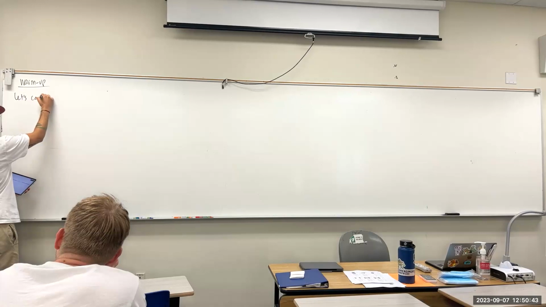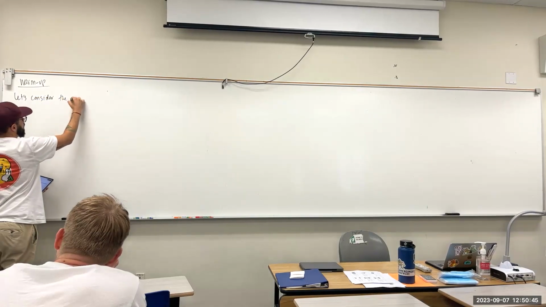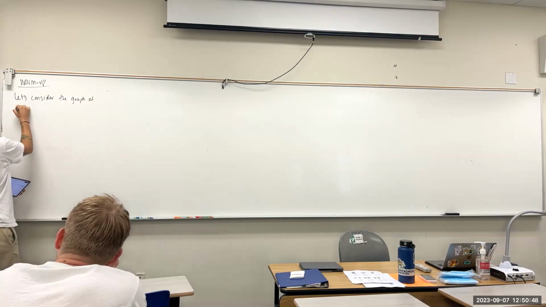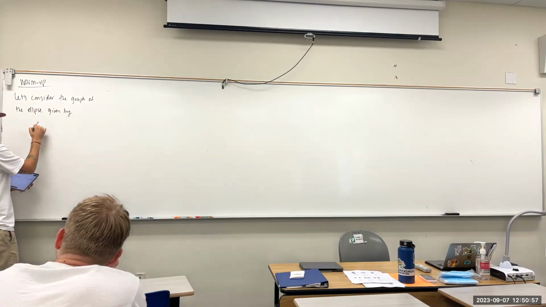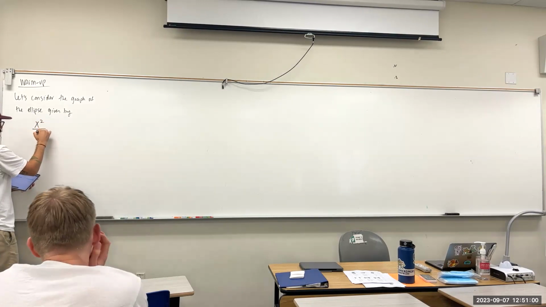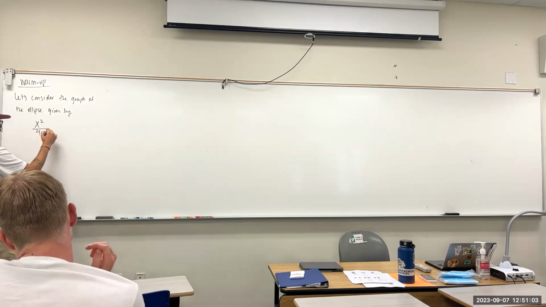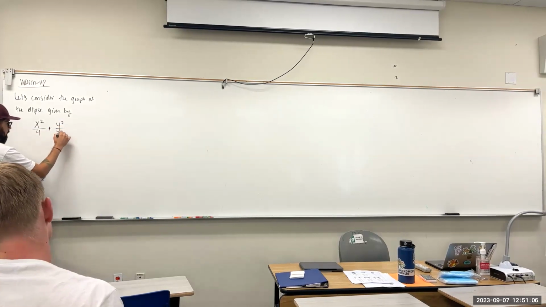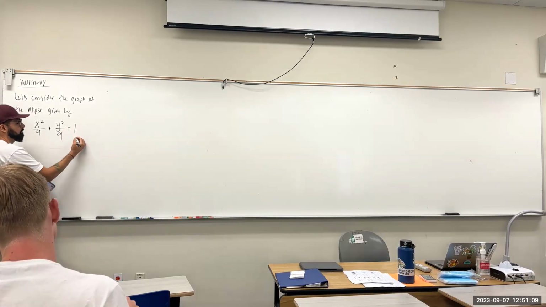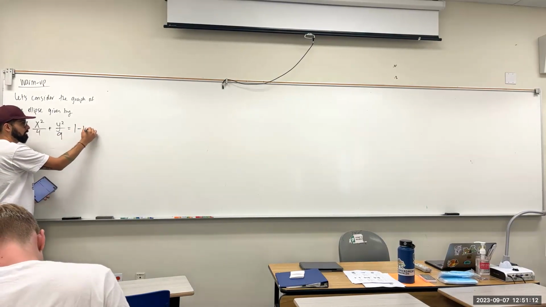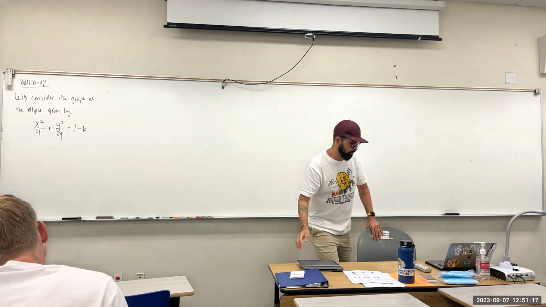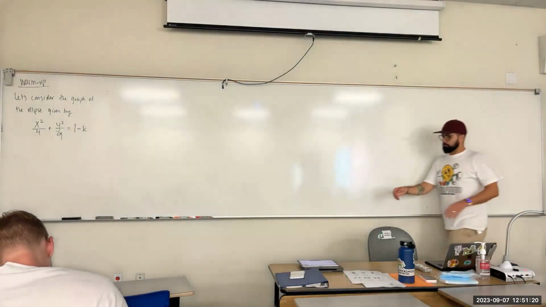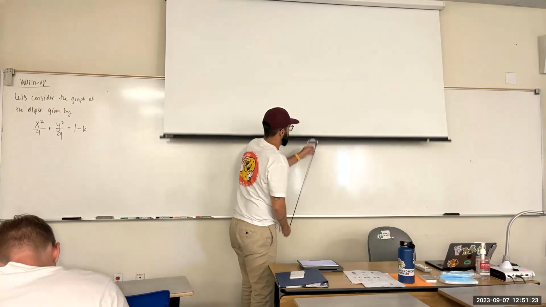So let's consider the graph of the ellipse given by x squared over 4 plus y squared over 9. Then we're going to look at it equal to 1, and then we're going to add a k to it, a random scalar k. That's what's going to get funky. So let's look at what's going to happen with that on Desmos. Take a look.